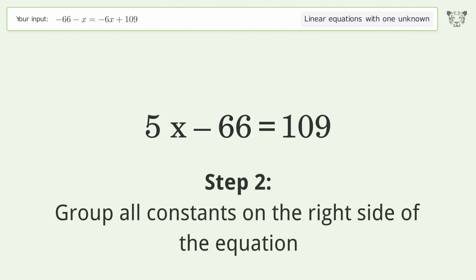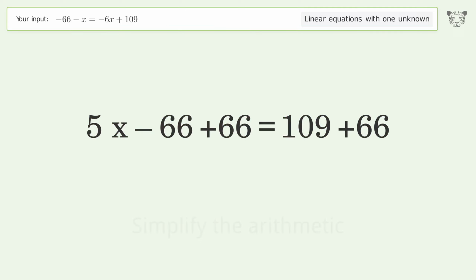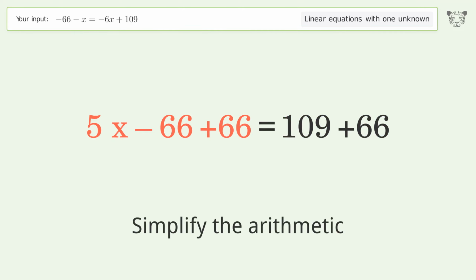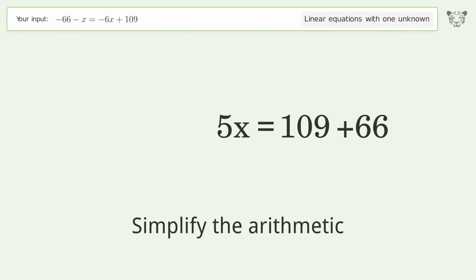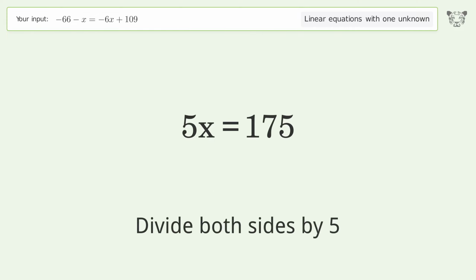Group all constants on the right side of the equation. Add 66 to both sides. Simplify the arithmetic. Isolate the x. Divide both sides by 5.